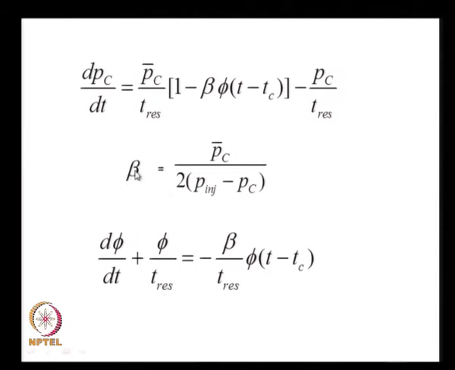is what constitutes my value of beta, and I get a value of dPC by dt as equal to PC bar by T residence into 1 minus beta into the value phi, which is P prime by PC bar at time t minus Tc, minus PC by T residence. In this way I am able to incorporate the value of time into the equation, that means the value of t minus Tc corresponding to this, and now I solve this equation and therefore I simplify it and I get PC is equal to PC bar into 1 plus P prime by PC bar, which is what we had earlier.